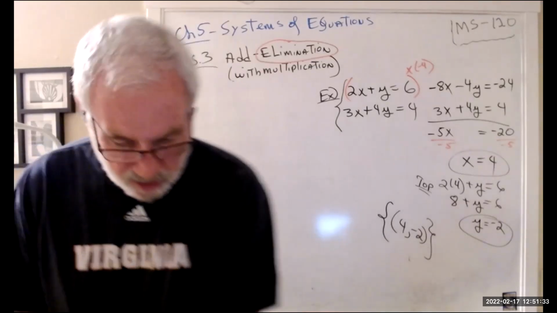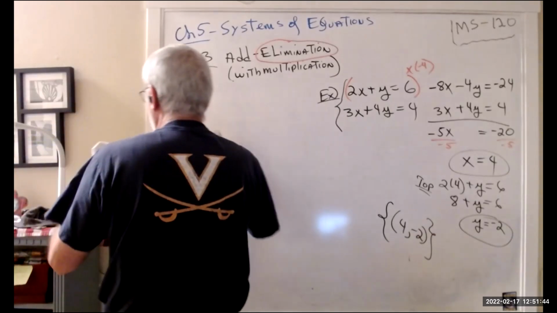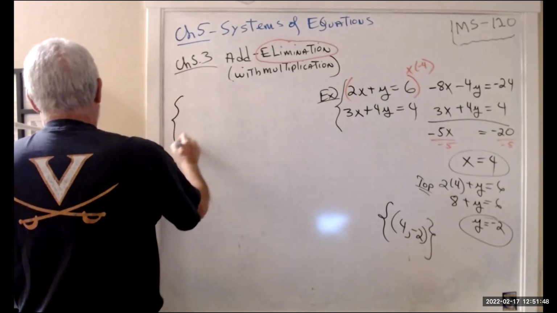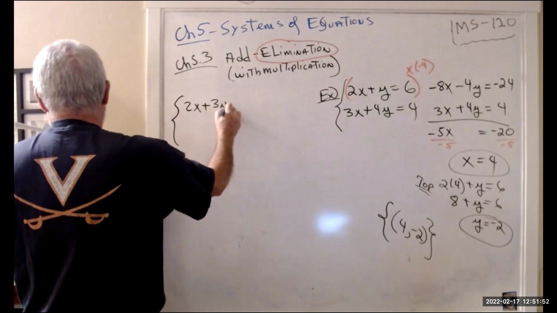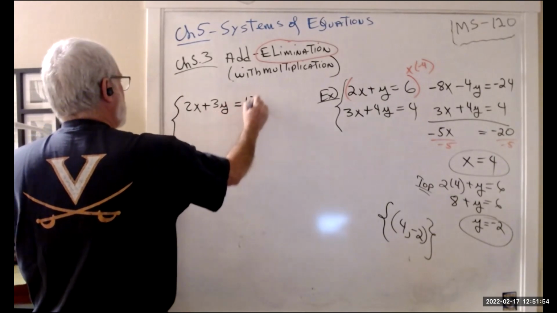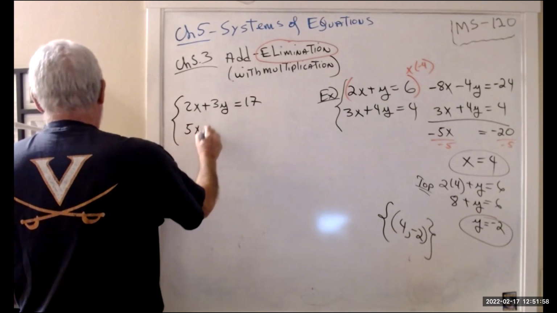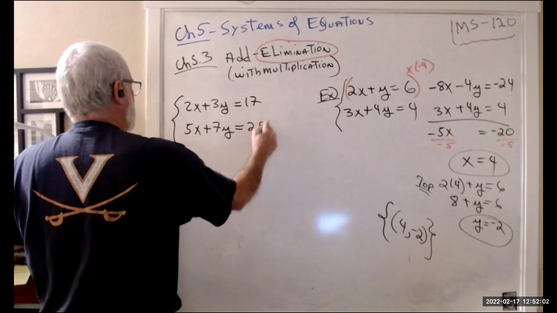Okay, let's take this one. It has kind of big answers, but don't panic. 2x plus 3y equals 17. Use your calculator. 5x plus 7y equals 29.